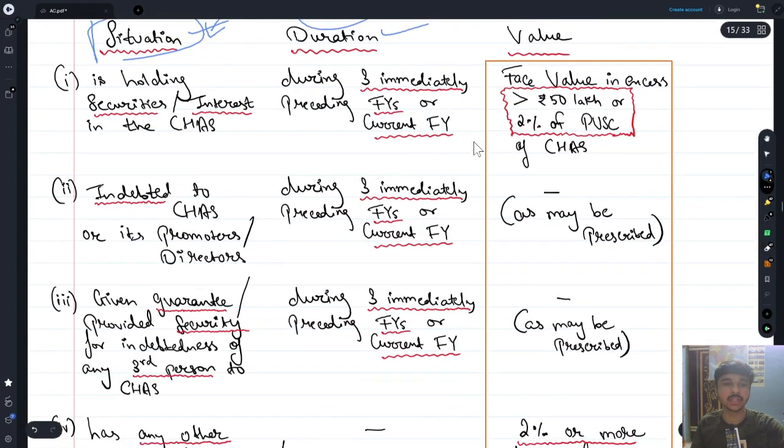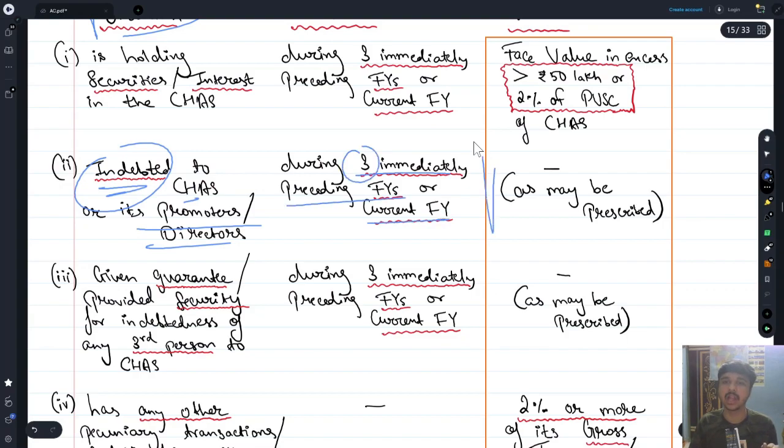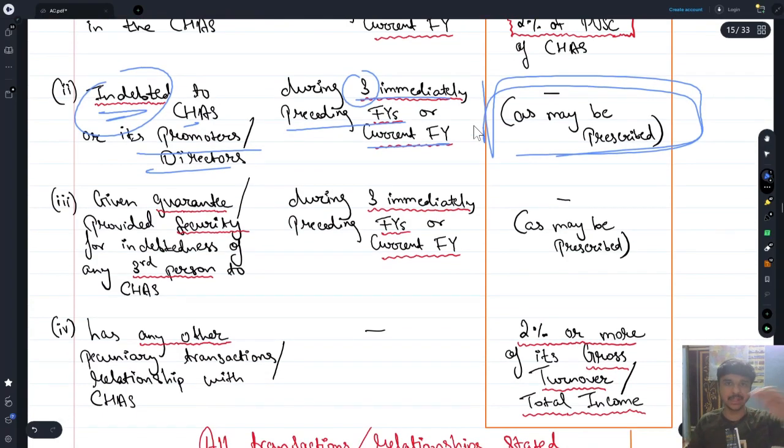The second situation: your relative, the one who is going to call you before your result, is indebted to the CHAS or its promoter or directors. That is, he has taken certain loans from them during what? Lucky number 3, immediately preceding financial years or the current financial year. Now there's no value prescribed. There's no value prescribed by the LODR. But then there is a certain point we are going to deal with, that yes, this is prescribed, but not directly here.